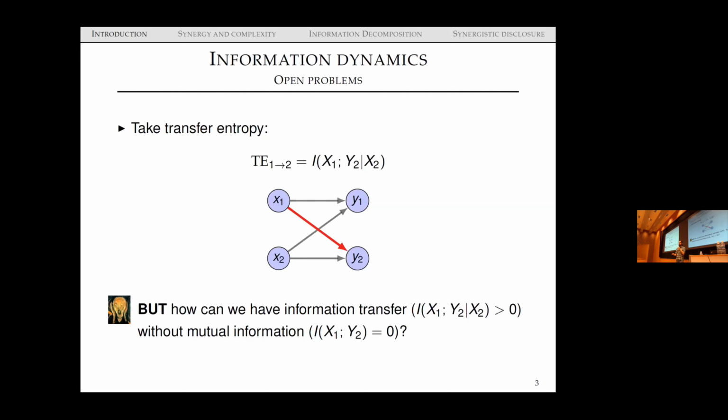By the way, I have quite a bit of material. If I don't get through all of it, that's fine. Make sure you interrupt at any point if things don't make a lot of sense. Throughout the presentation, time goes left to right. X's are the past, Y's are the future, and the indices are the variables.